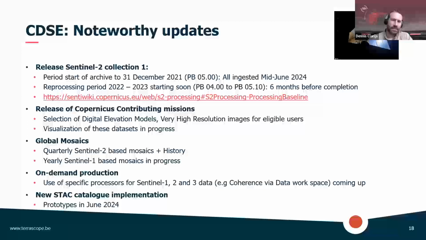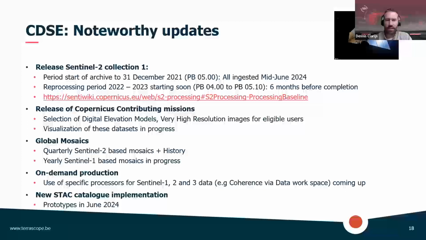The second thing, I think one of the major things that is ongoing, are the Copernicus contributing missions. These are selected data sets like digital elevation models, very high resolution and high resolution images for eligible users. For now, all these data sets are available through the OData API, the catalog API that is there. The visualization for these high resolution data sets is in progress, so that will be released in the next month.